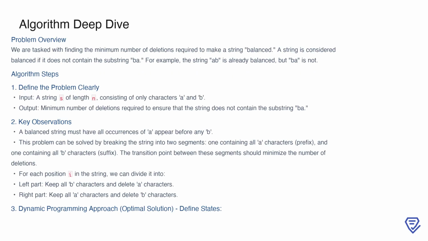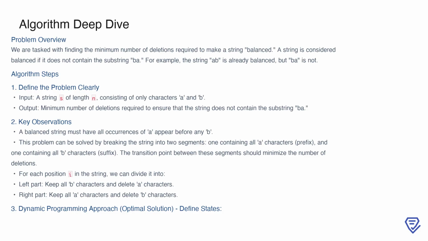To solve this problem, we need to determine the minimum number of deletions required to make a string balanced, where a balanced string ensures that no B appears before any A. For instance, AB is already balanced, but BA is not. The input is a string composed of only A and B characters, and the output is the minimum number of deletions required to satisfy this condition.